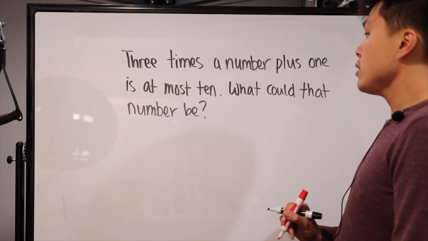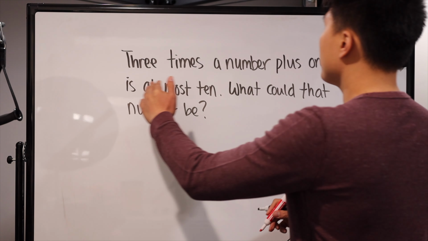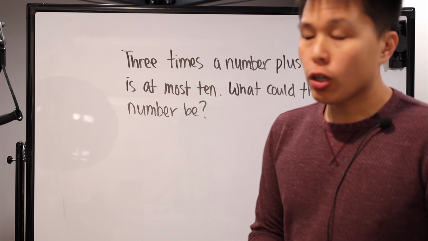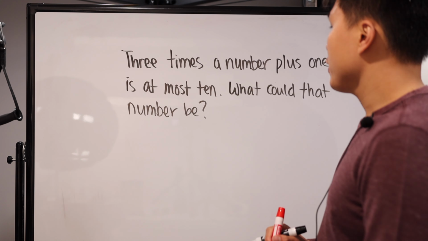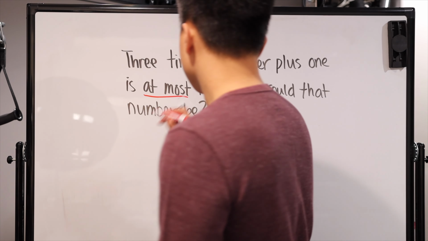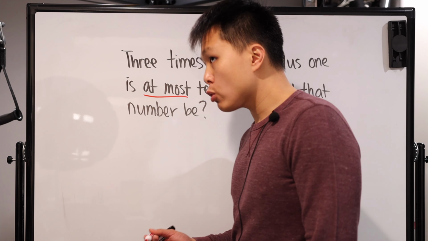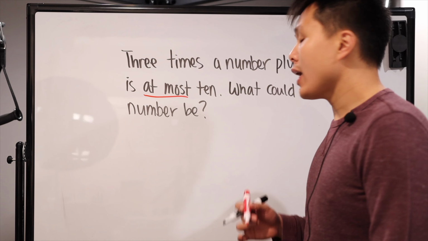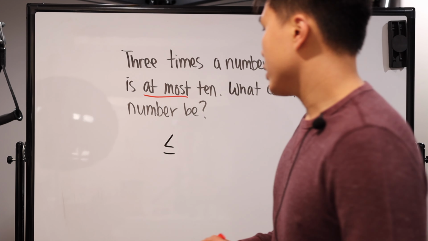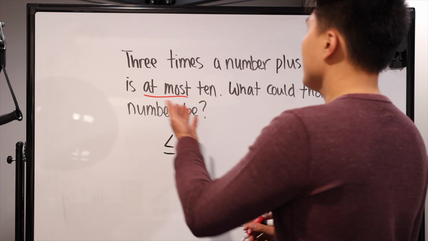Very similar format. However, it's not as obvious as the first example, right? 3 times a number plus 1 is at most 10. What could that number be? So in this case, if we're looking for the specific inequalities, hopefully you guys can see it right already. It is right here, at most, right? Now, once again, you'll see it a lot, but it's not as obvious. At most is actually less than or equal. Once again, most is the largest amount, and anything less than that is perfectly fine at most, right?